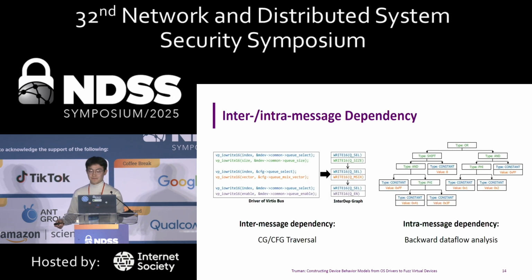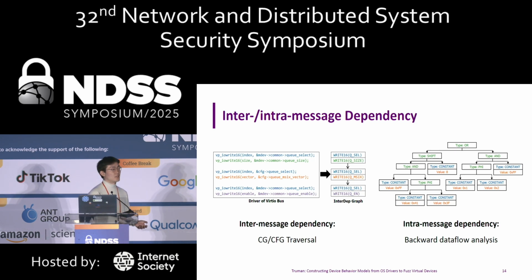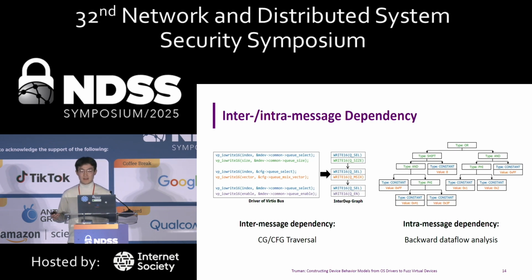To effectively test virtual devices, it is essential to capture both inter- and intra-message dependencies. For inter-message dependencies, Truman uses call graph and control flow graph traversal. By analyzing how these messages interact, Truman ensures that fuzzing respects the required order of operations. For intra-message dependency, Truman exploits backward data flow analysis. This method traces how individual fields within a message depend on each other.